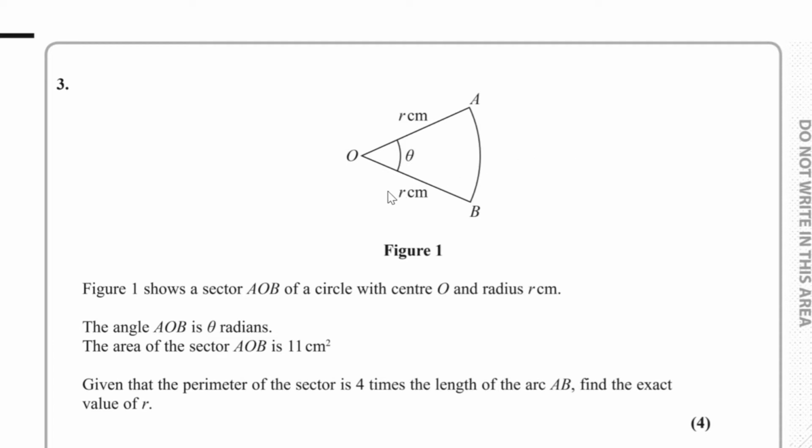Question number 3. Figure 1 shows a sector AOB of a circle with centre O and radius r centimeters. The angle AOB is theta radians, and the area of the sector AOB is 11 centimeters squared. Given that the perimeter of the sector is 4 times the length of the arc AB, we have to find the exact value of r.